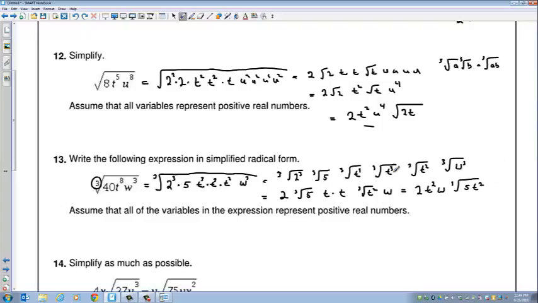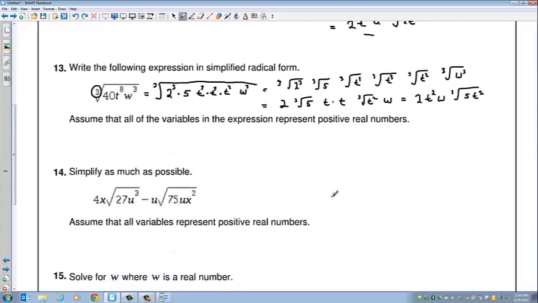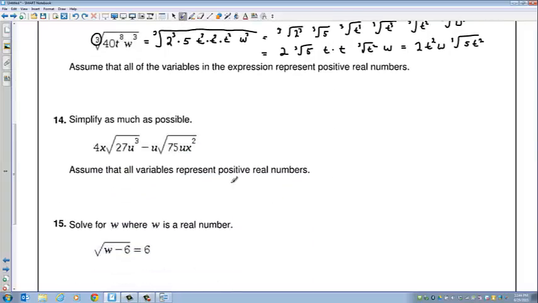Let's go down to the next one here, 14. And here we're going to work with some subtraction, and then we'll solve some equations involving radicals. So let's finish off with this subtraction problem. And again, the idea is try to simplify these as much as possible, and maybe they'll turn into like terms. Like terms mean they look the same and you can combine them.